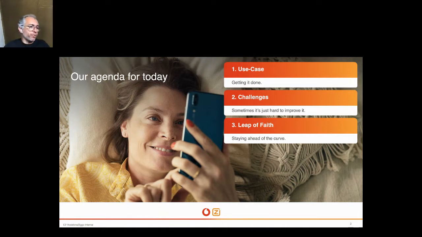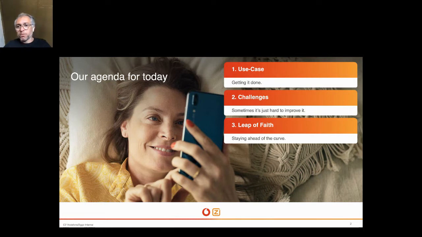So my name is Wilder. I work for Vodafone Ziggo here in the Netherlands. Vodafone Ziggo is a company owned by the Vodafone Group and Liberty Global, so it's a joint venture. It has quite a lot of customers in the Netherlands, as we cover about 93% of the coaxial cables in the country. So that's quite a lot.